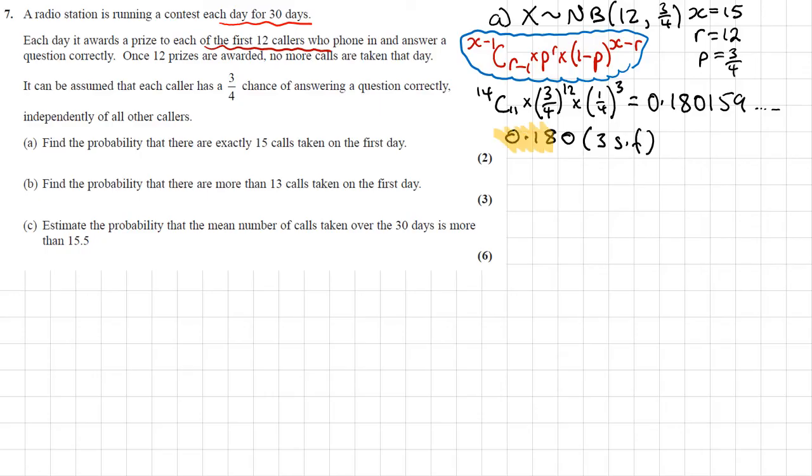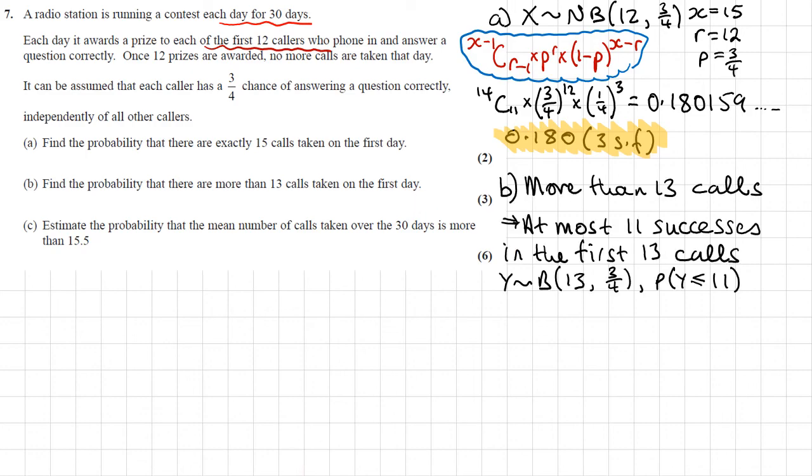Right, moving on to part B. Find the probability that there are more than 13 calls taken on the first day. Now, more than 13 calls means that at most you can only have 11 successes in the first 13 calls. There are 12 callers who get prizes. We can't have all 12 getting prizes. So at most in the first 13 calls you can have 11 successes, then a 12th success can occur any time after that.